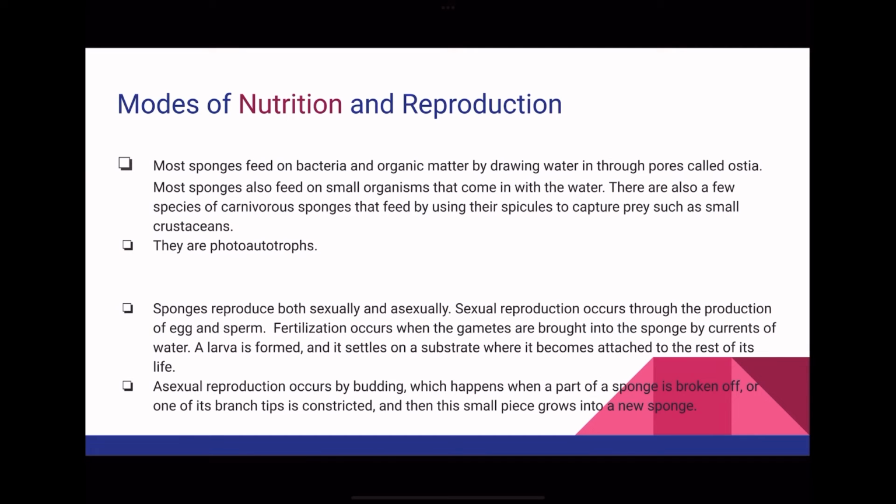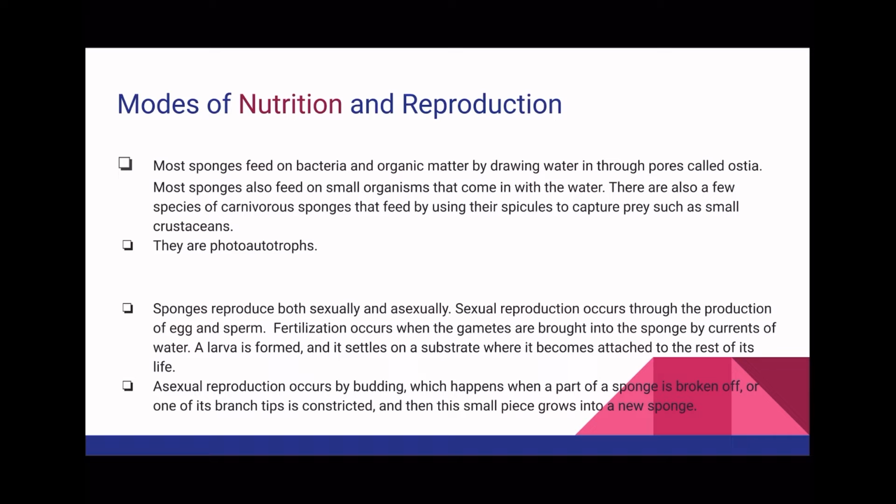Modes of nutrition and reproduction. Most sponges feed on bacteria and organic matter by drawing water in through pores called ostia. Most sponges also feed on small organisms that come in with the water. There are also a few species of carnivorous sponges that feed by using their spicules to capture prey, such as small crustaceans. They are also photoautotrophs.